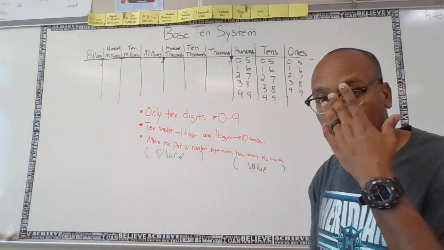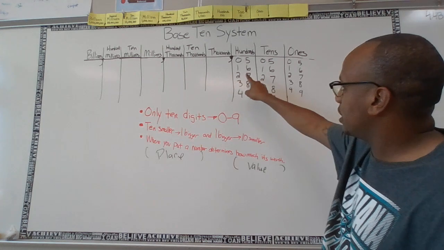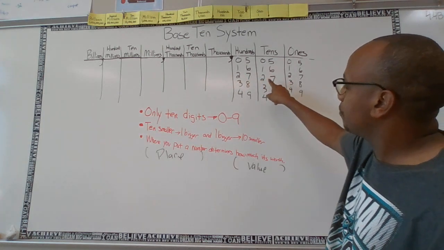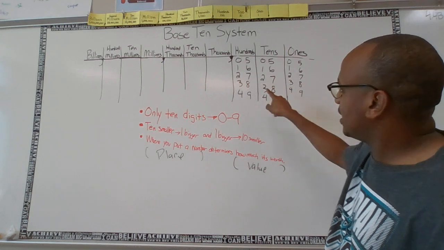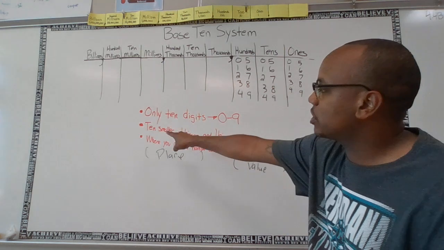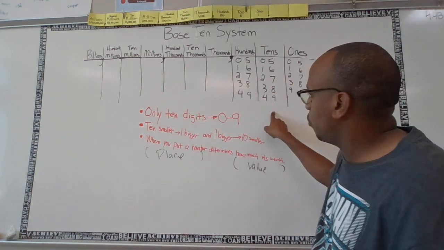So if you see what's going on, 1,000 can be traded in for 10 of the hundreds. 1 of the hundreds can be traded in for 10 tens, and 1 of the tens can be traded in for 10 ones. That makes the rule in the middle true, that 10 smaller ones can turn into one bigger one.